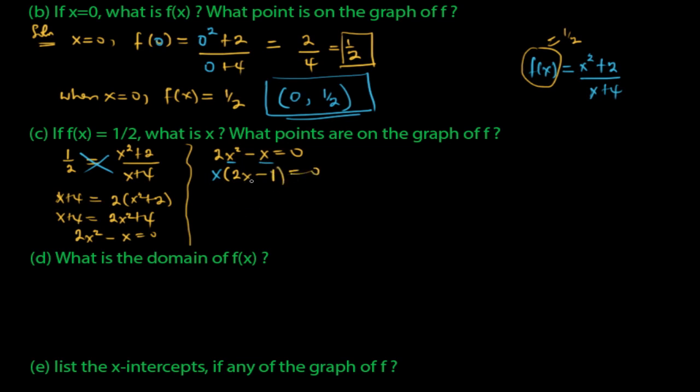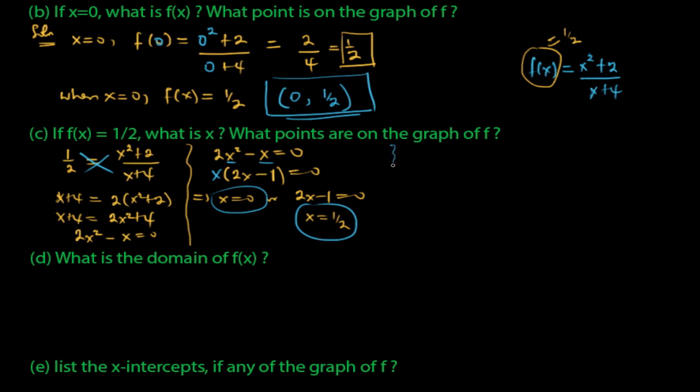Now when you have two things that multiply to give 0, it implies that either the first one is 0 or the second one, which is 2x minus 1, is 0. So this has been solved. When you solve this, you obtain x equals half. So whenever we set f of x to be half, the x coordinate must either be 0 or the x coordinate must be half. So that is the x. You have two values of x.